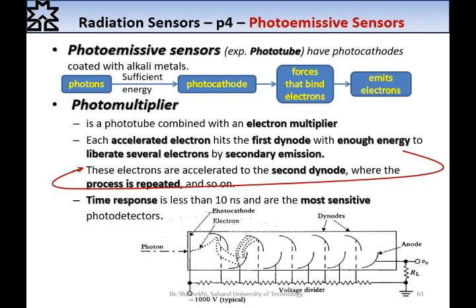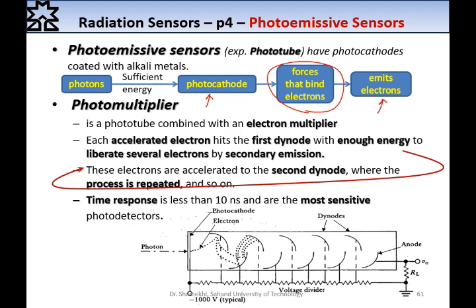Photoemissive sensors are quantum sensors. Photoemissive sensors, for example phototubes, have photocathodes coated with alkali metals. As you can see, if photons have sufficient energy, the photocathode can emit electrons, because inside the photocathode the photon can overcome the forces that bind the electrons.